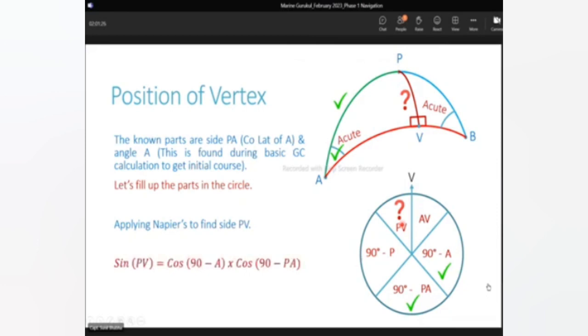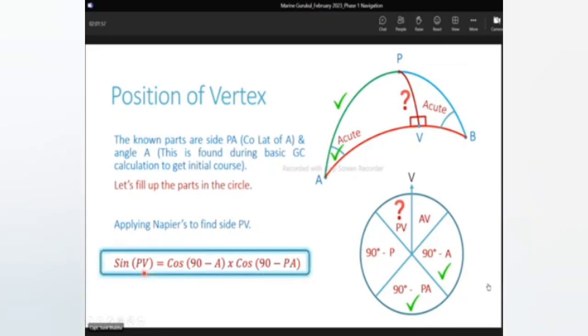Now applying the Napier's rule here, the middle part is papa vector. So sine of middle part, sine of papa vector, is equal to cos of opposite part 1, which is 90 minus A, multiplied by cos of opposite part 2, which is 90 minus PA. Now both the parts on the right hand side, 90 minus A and 90 minus PA, are known to us. Using these two, we can easily find out what is the part PV, papa vector.